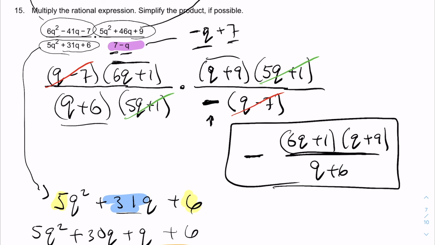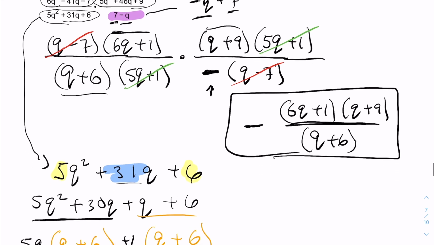Now that was, I think, the toughest one. So our answer is negative, and then the quantity up top, 6q plus 1 times the quantity q plus 9, all over q plus 6. Awesome. Since this isn't being multiplied by anything else in the denominator, you don't need the parentheses, but you could also use them if you want.